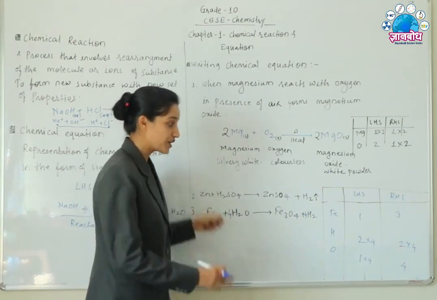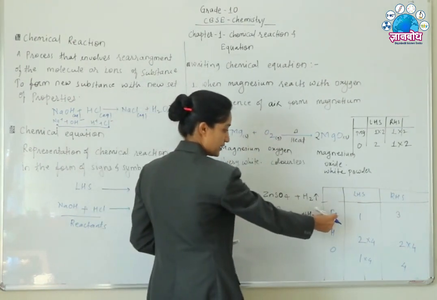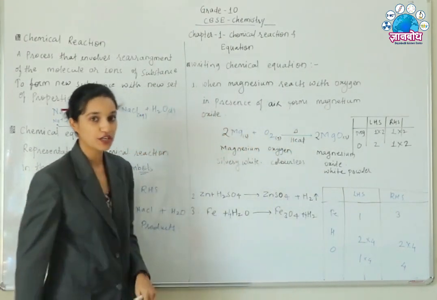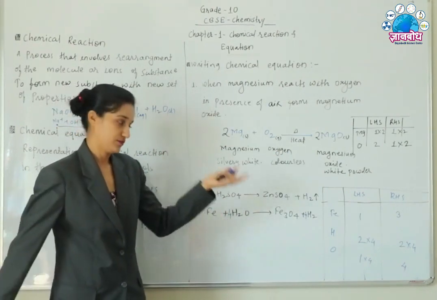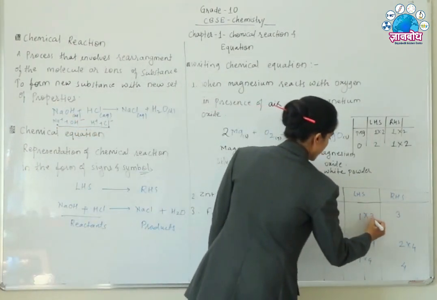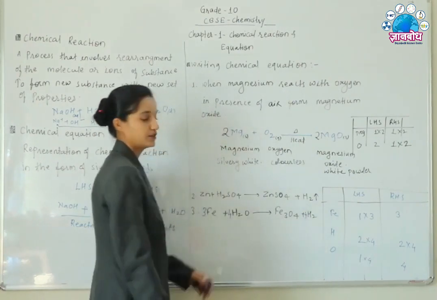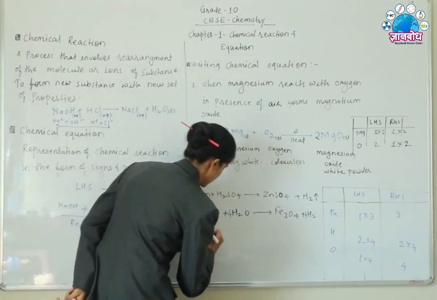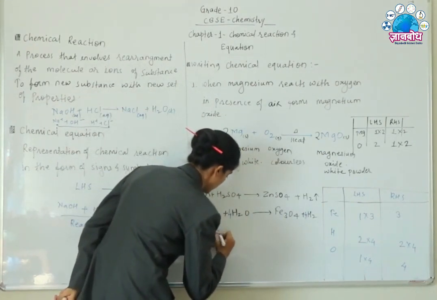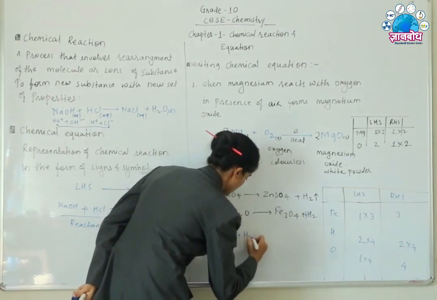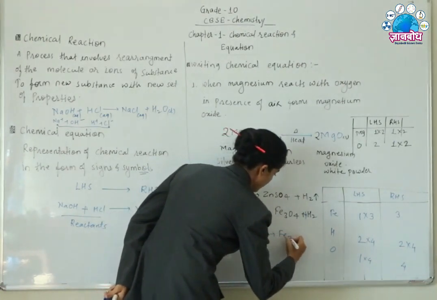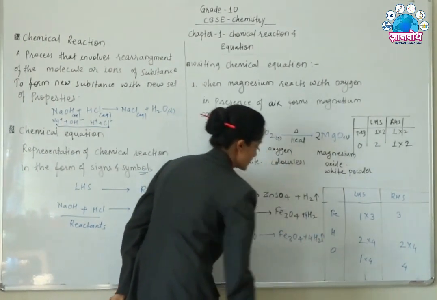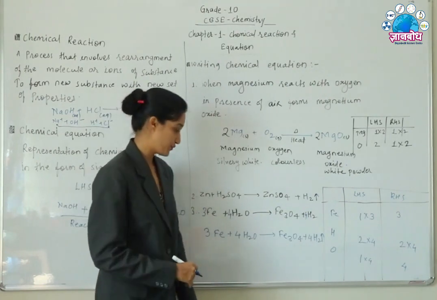Okay, now what is not balanced here? Iron. How many iron here? In RHS 3, but in LHS only 1. So what do we need to do? Very simple. Multiply with 3 right here. So after multiplying with 3, we got the balanced chemical equation. Let's write the balanced chemical equation. 3Fe plus 4H2O gives Fe3O4 plus 4H2. Gas is liberated, so an upward arrow we have to show.